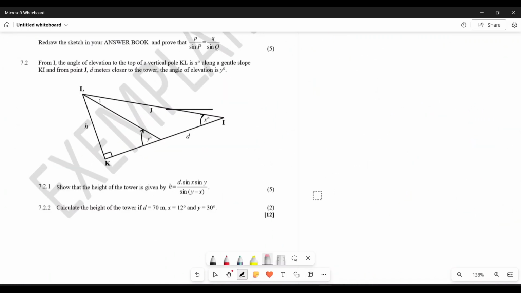Now moving on to 7.2, they say from I, the angle of elevation to the top of the vertical pole KL is X, alongside the gentle slope KI from point J, D meters closer to the tower, the angle of elevation is Y. All right. Now, basically, it's an explanation of this given sketch right over here. Now, let's see what the question is requiring from us.